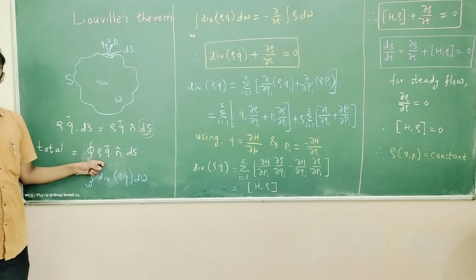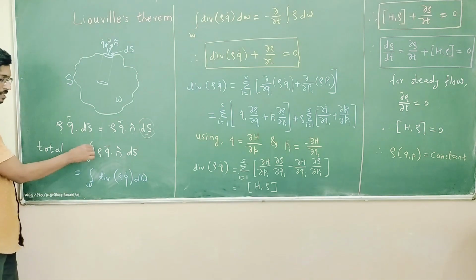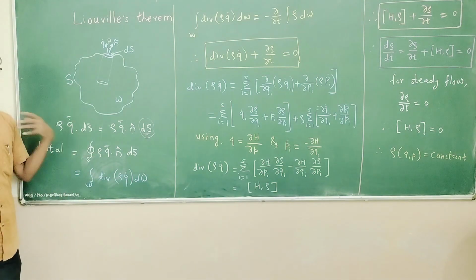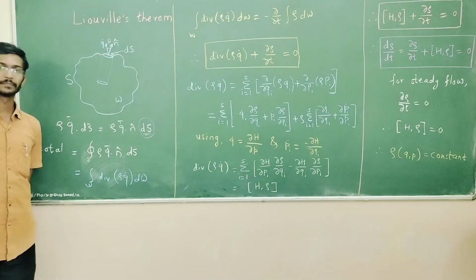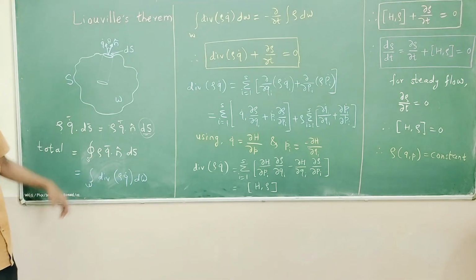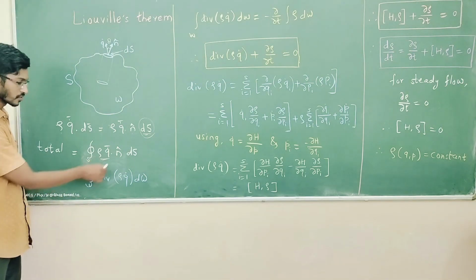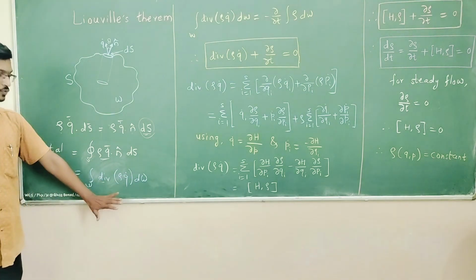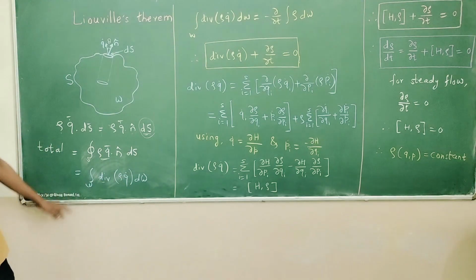If we use Gauss's divergence theorem, we can convert this closed surface integral into a volume integral. So omega is the volume of this phase space. So this is the vector, and of this vector we are getting the divergence. So this is using Gauss's theorem.